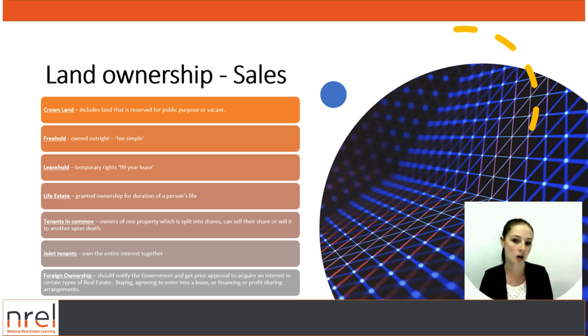Normally in a tenants in common situation, there may be a separate agreement in which the two owners will have an agreement that says if one person wants to get out, they'll give first purchasing rights to the other owner. And the last one here on the list is foreign ownership. You should notify the government and get prior approval to acquire an interest in certain types of real estate. So buying, agreeing to enter into a lease or financing or profit sharing arrangements.